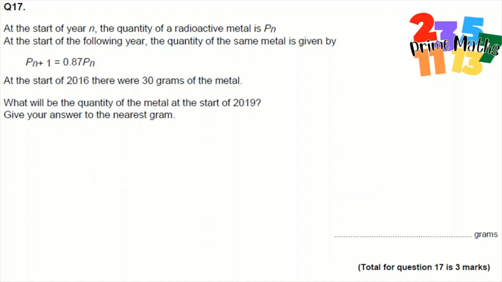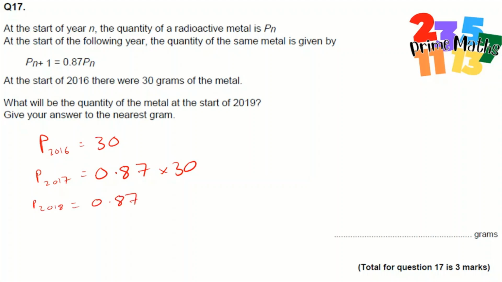Question 17 is an iteration question. At the start of 2016 there were 30 grams of metal, and what will the quantity of metal be at the start of 2019? So P 2016 was 30, P 2017 will be 0.87 times the previous year, and then we do this twice more, 0.87 multiplied by our answer, and then for 2019 we do it a third time, 0.87 multiplied by our answer.